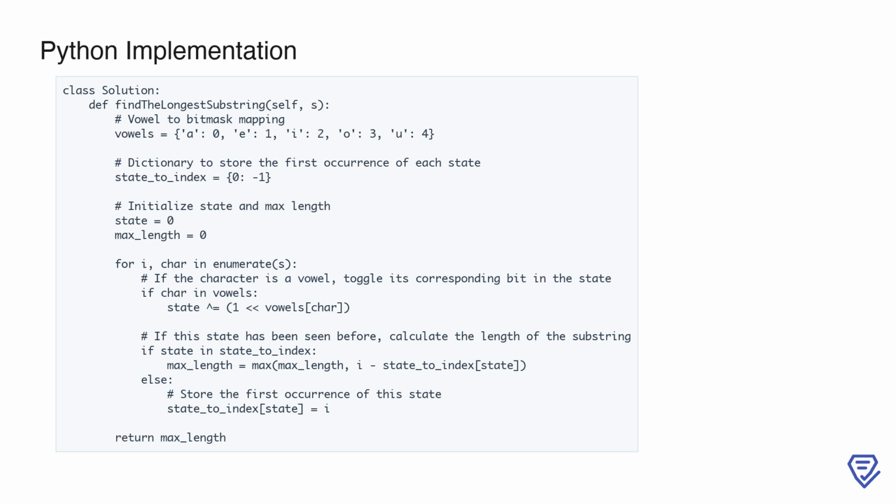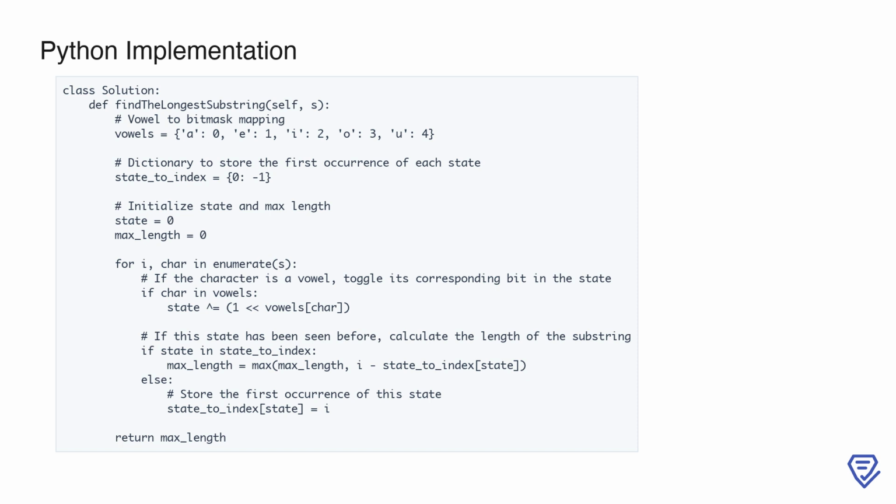2. Initialization. A dictionary state_to_index is used to store the first index where each state is encountered. This allows efficient calculation of substring lengths. The initial state is 0, all vowels have even counts, and we associate it with index -1 to account for substrings starting from the beginning of the string. 3. Iterating through the string. For each character in the string, if it is a vowel, the corresponding bit in the state is toggled using the XOR operation. Non-vowel characters do not affect the state.